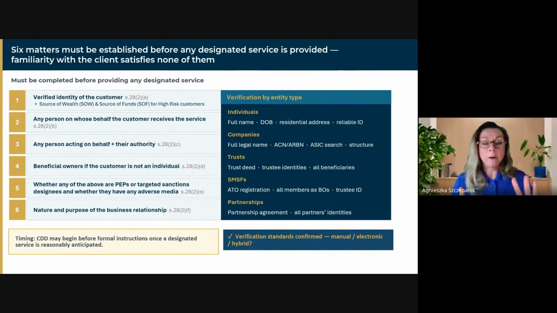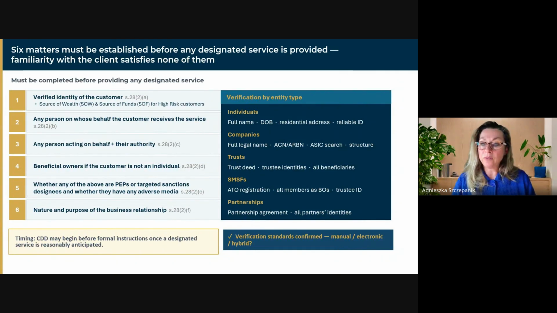You need to understand the person on whose behalf the customer receives the service, so that's any beneficial owners sitting within that structure, but also are there any third parties or connected parties to that individual that are going to be involved in the transaction or the designated service? Are there any other persons acting on behalf of their authority, as I've just said? Are there any beneficial owners if the customer is not an individual? And then the layers of that beneficial ownership.